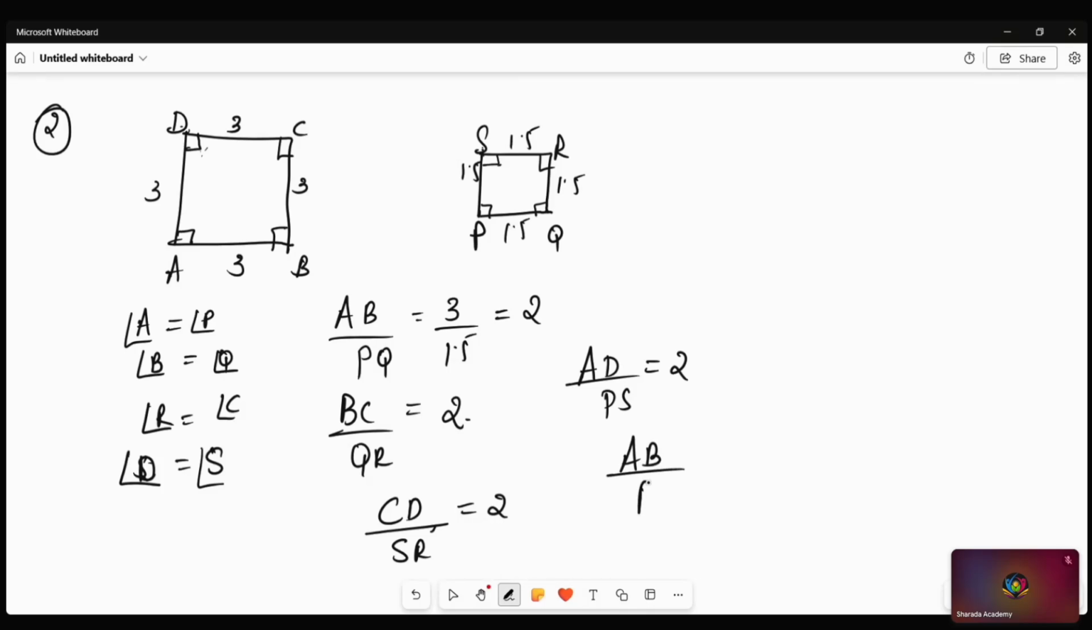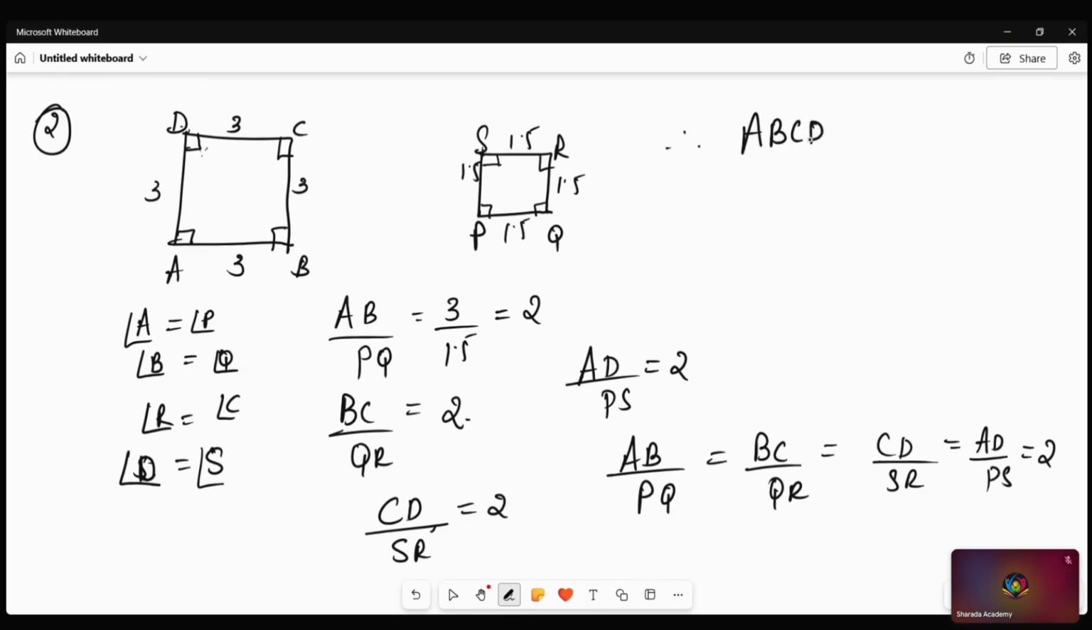Okay. AB by PQ is equal to BC by QR is equal to CD by SR is equal to AD by PS. So that is equal to 2. That means, with these conditions, ABCD is similar to PQRS.